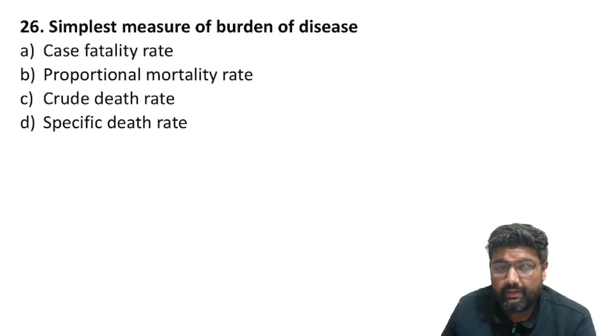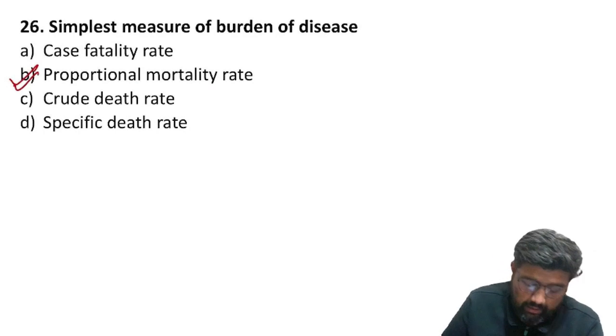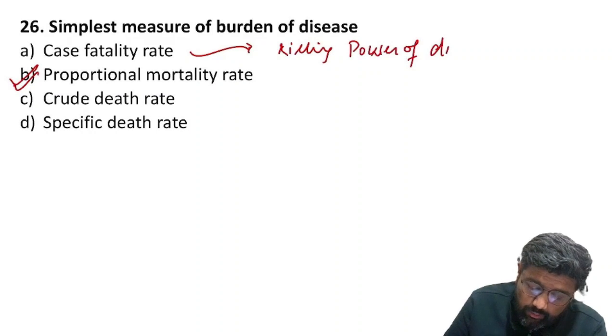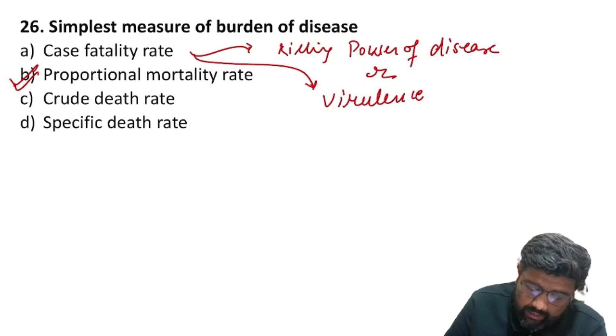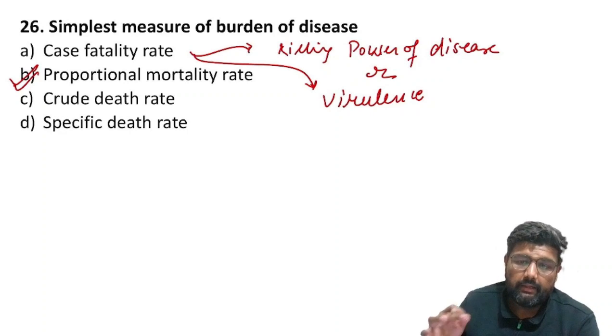Simplest measure of burden of disease is proportional mortality rate. Case fatality rate is for killing power of disease. In other words, you can also write virulence of organism. So, case fatality rate is either killing power or virulence. Simplest measure of burden of disease among all the given options is proportional mortality rate.